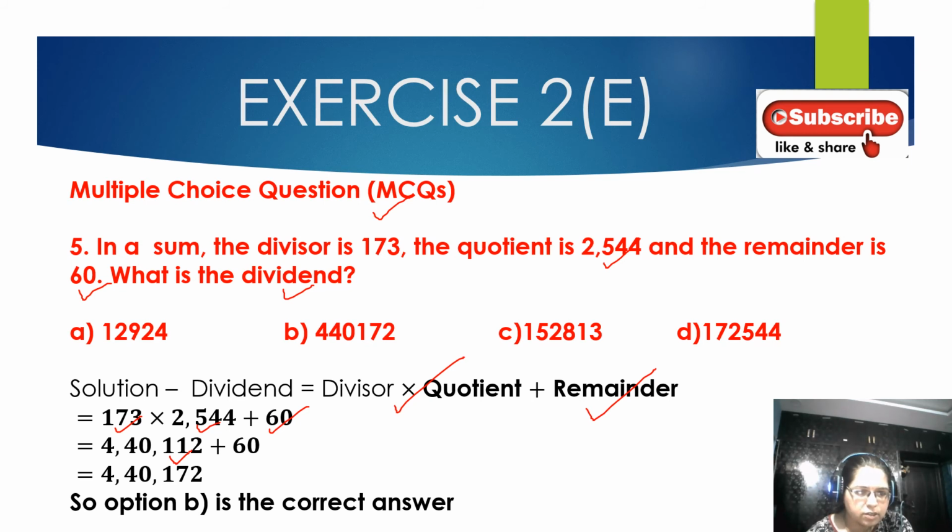We multiply 173 with 2544 and we get 4,40,112. Then add 60 to this number. We get 4,40,172. So option B is the correct answer. 4,40,172 is the answer. So option B is the correct answer.